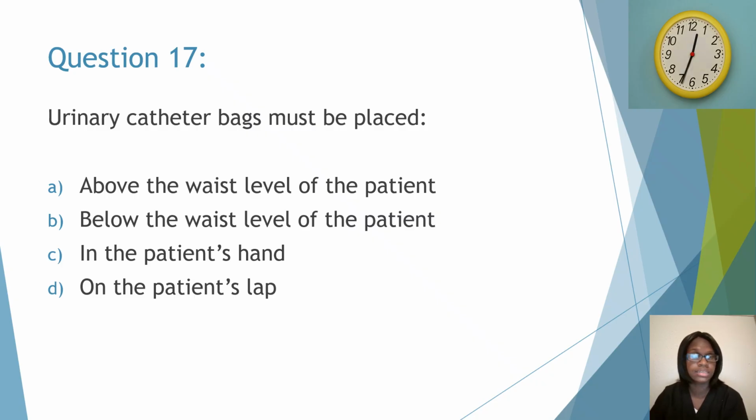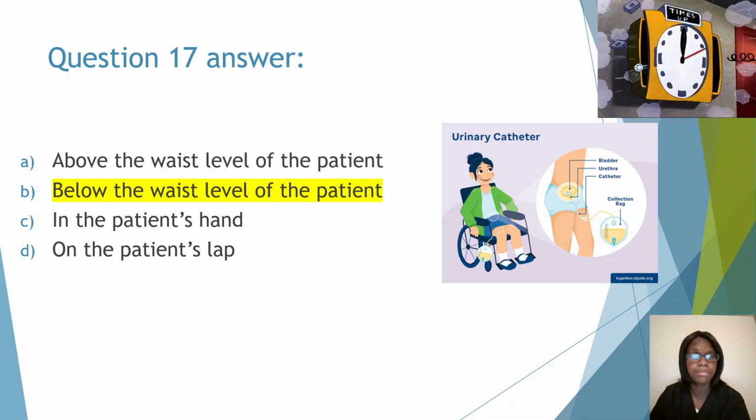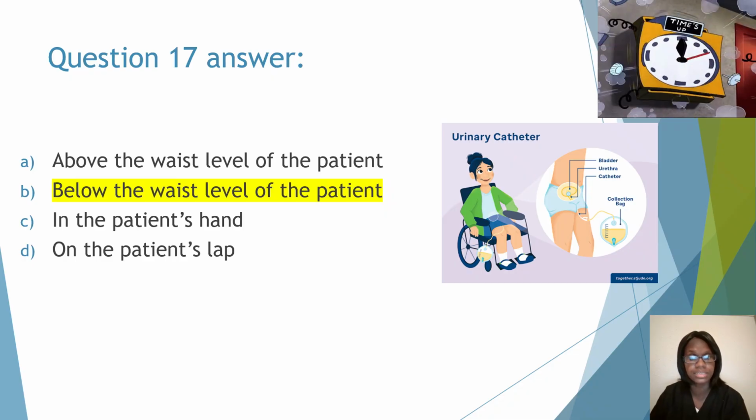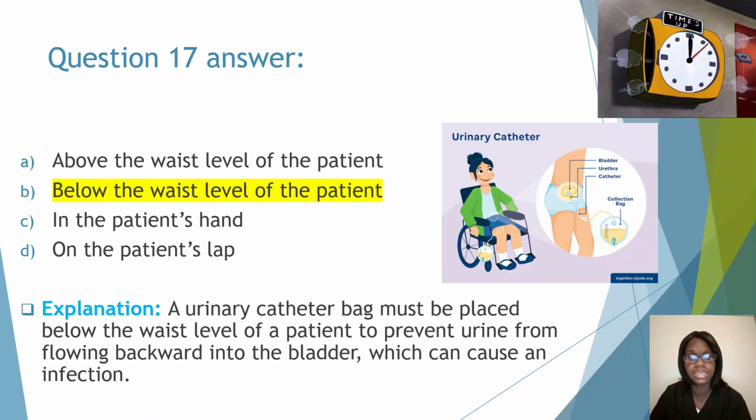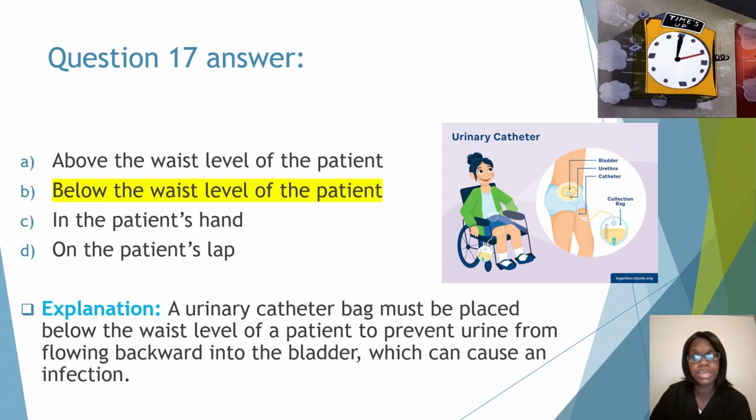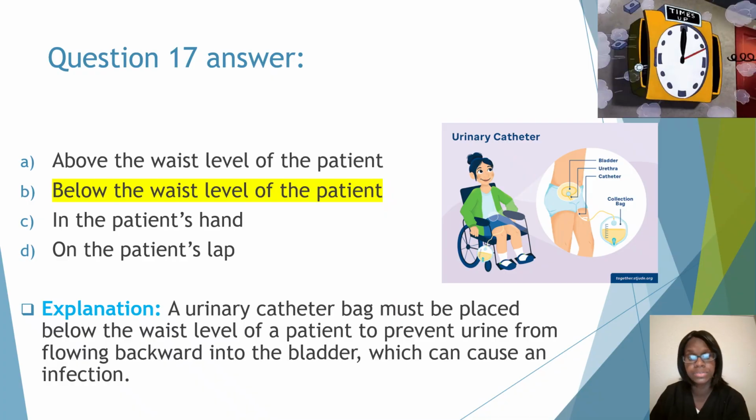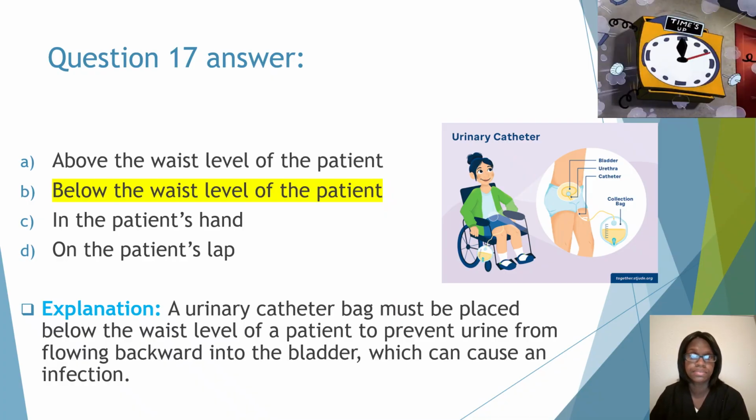All right, the correct answer is B, below the waist level of the patient. And the reason why a urinary catheter bag must be placed below the waist level of a patient is to prevent urine from flowing backward into the bladder, which can cause an infection.